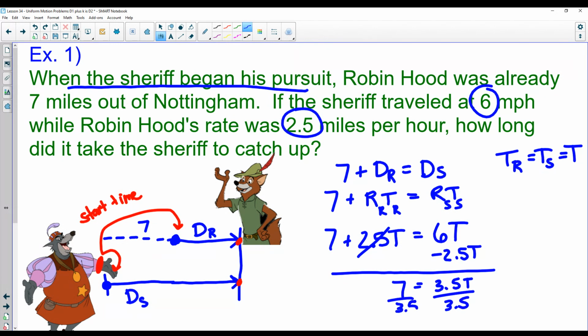Dividing both sides by 3.5, we have T equals 2. All right, so we need units. Our time units here are in hours. So it took the sheriff 2 hours to catch up to Robin Hood.